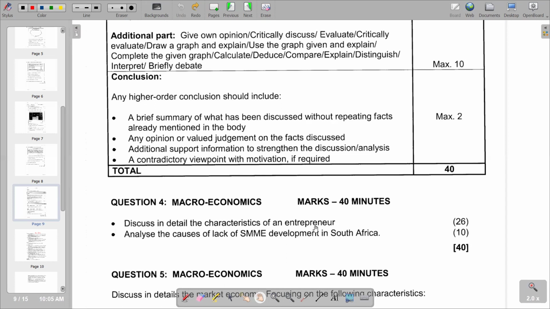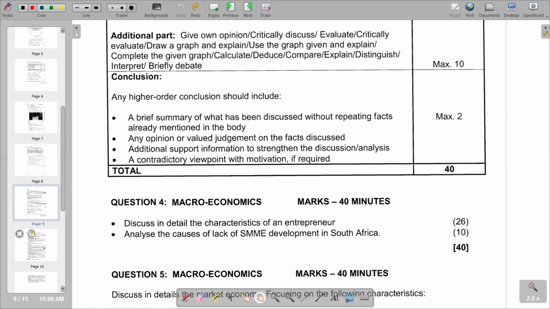We are only going to take note of the main body. We're going to give responses for the main body, as well as the introduction and the conclusion. We have the requirements there. For example, in the introduction, you just have to look for an economic term in the question that you can define. For example, we have an entrepreneur. You can briefly describe what an entrepreneur is in your introduction, and then you move on to your main body, where in this case we are discussing the characteristics of an entrepreneur.